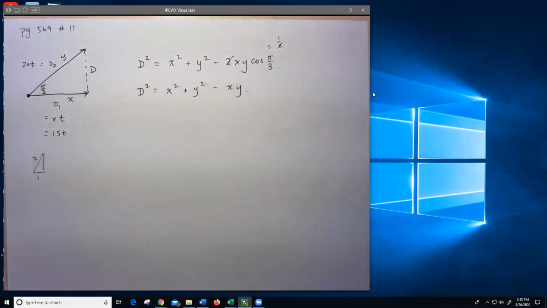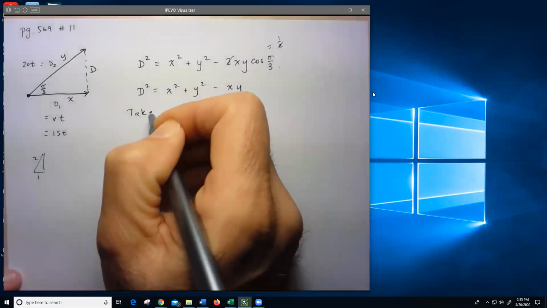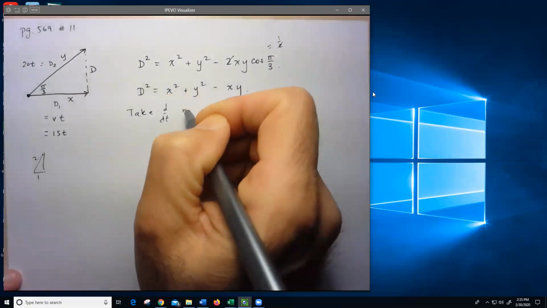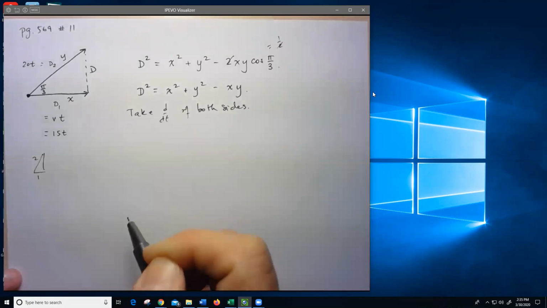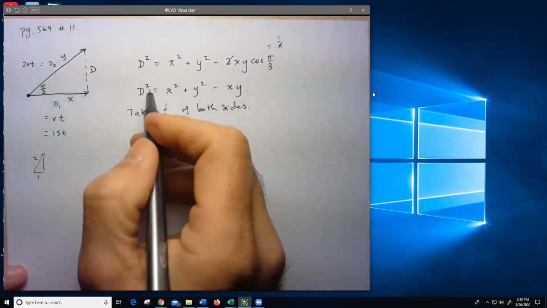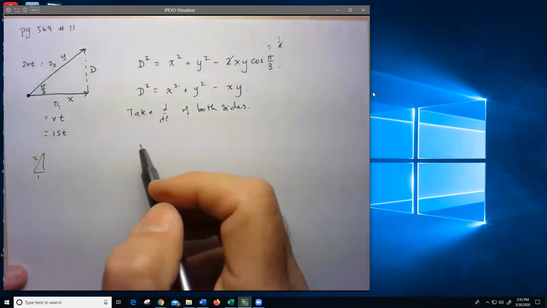So I'm going to take a derivative here. What derivative am I going to take from both sides? I'm going to take the derivative with respect to time of both sides, okay? All right, so again, we kind of did this one before. It's just a straightforward chain rule.